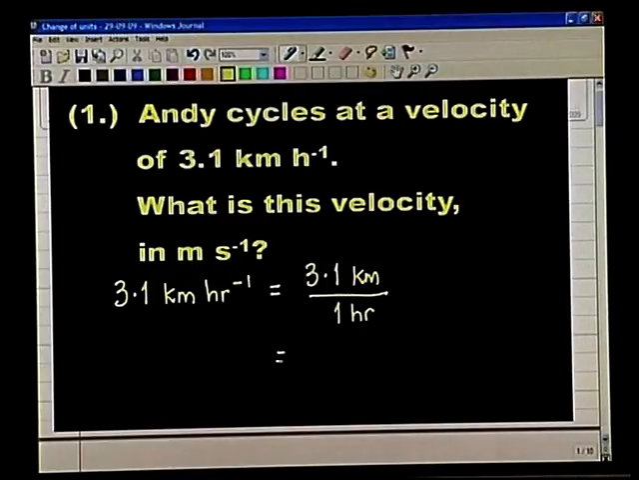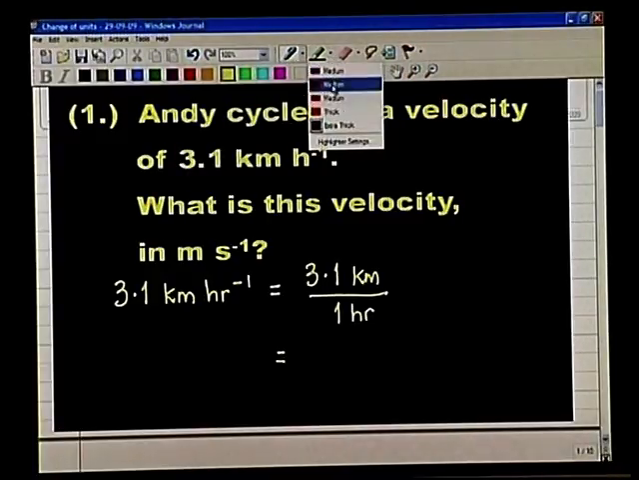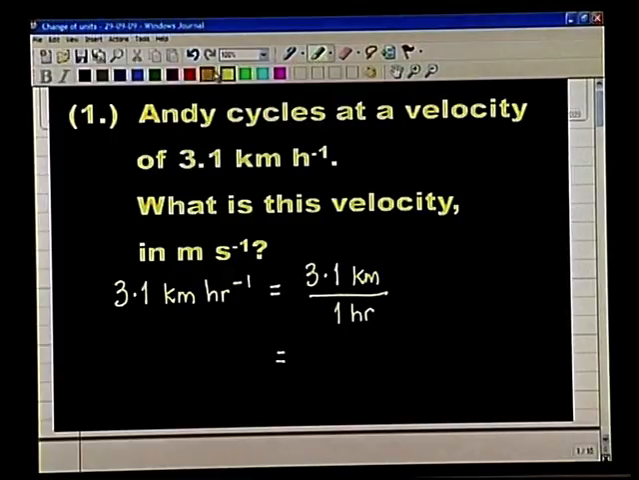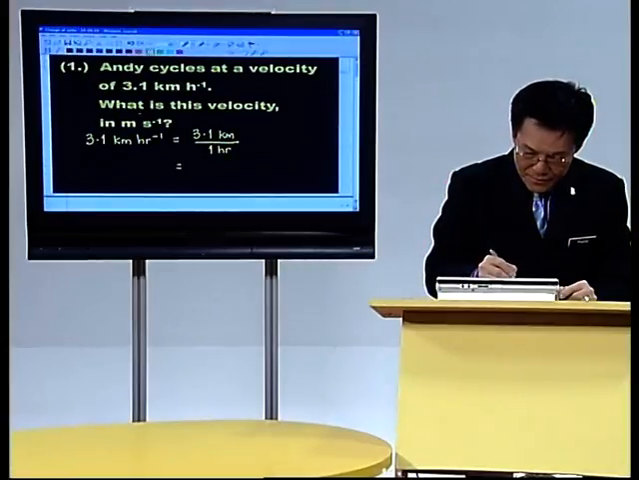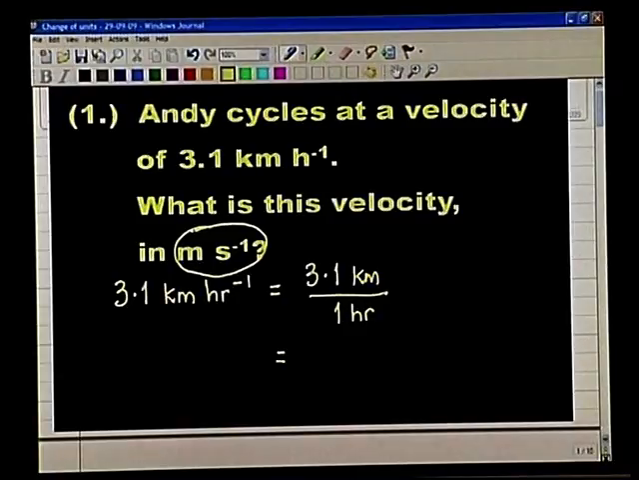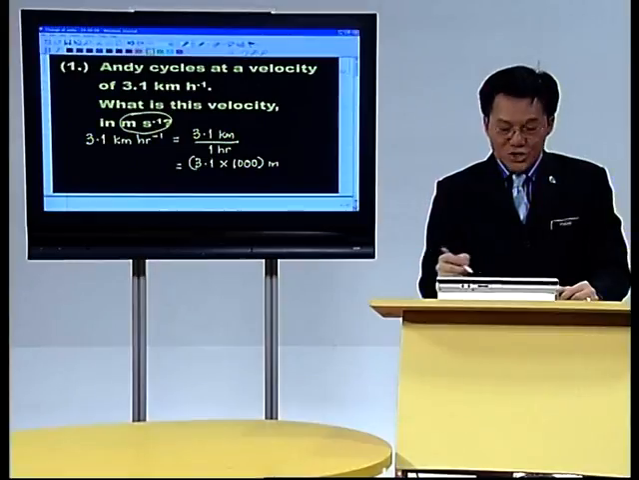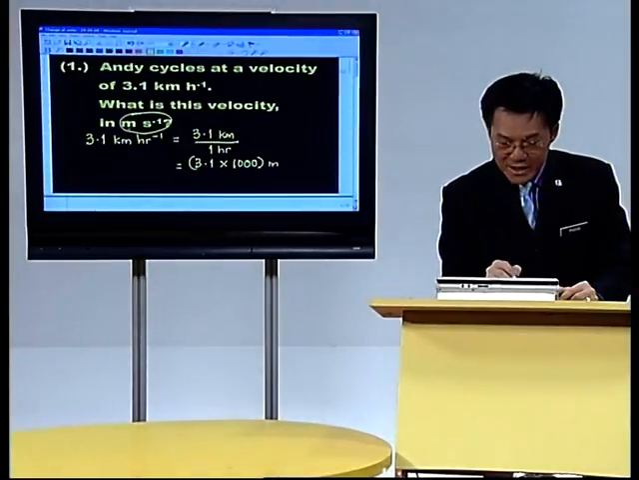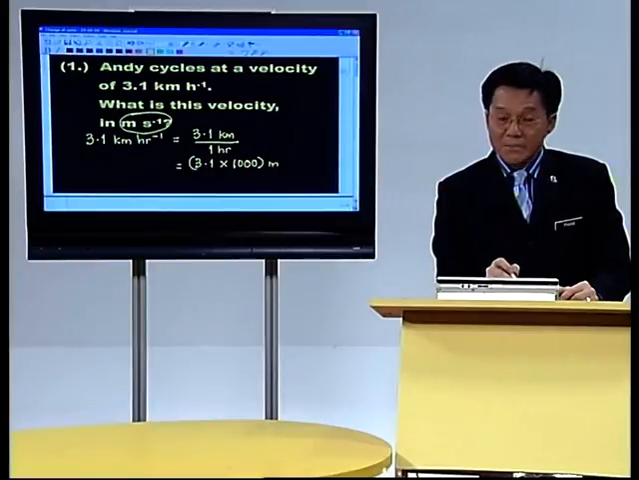So what is the next thing? 3.1 kilometers, I want to change it to meters. Alright, now take a look at this. Meter per second. So kilometers, change it to meters, what do I do? I multiply it by 1000. So this whole unit now is in meters. So I have solved the first part. Kilometers, I change it to meters.